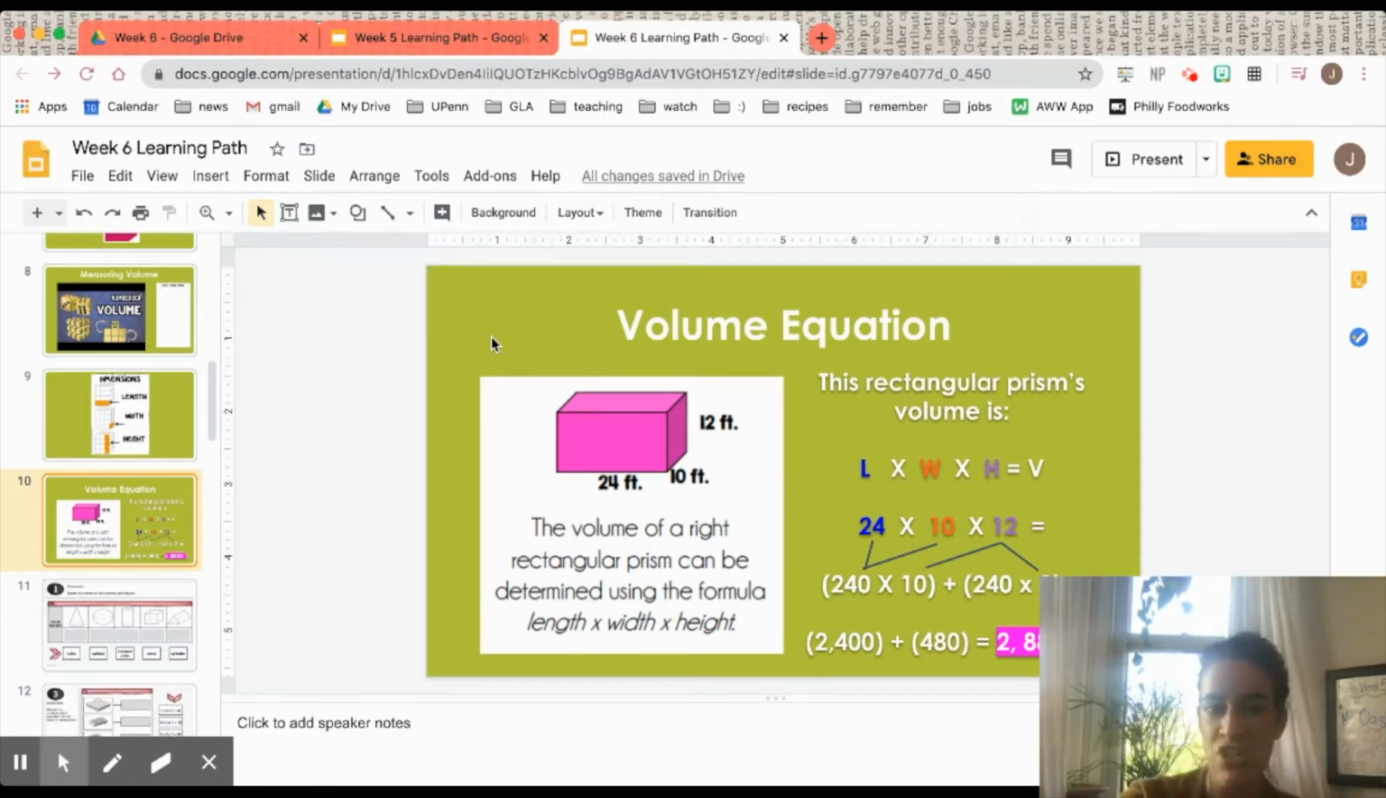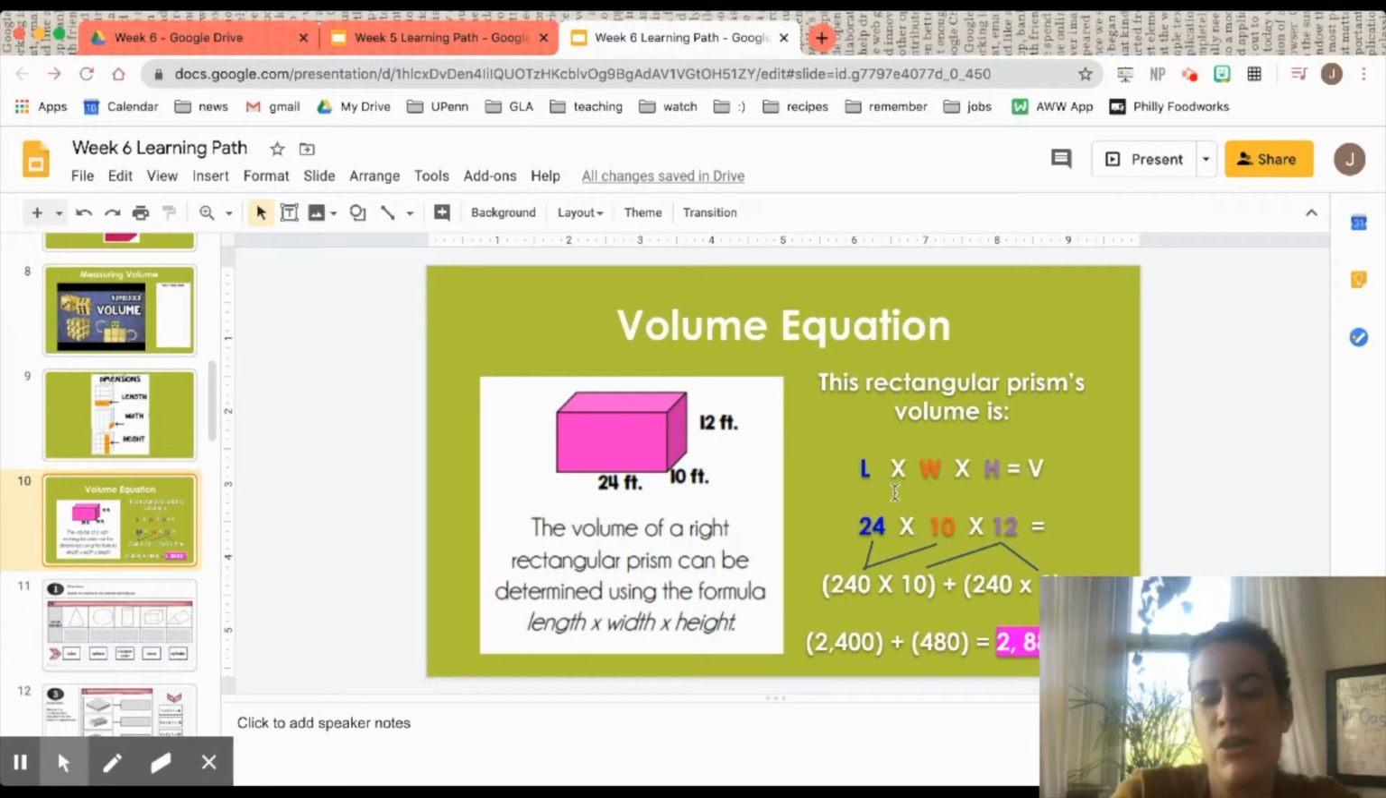The volume equation is very similar to the area equation because you're going to multiply the length. This pink rectangle has a length of 24 feet, a width of 10 feet. So you're going to multiply 24 times 10, but then you also have to multiply it by the height. So you're doing length times width times height. So you can see that I figured out the length, 24, width, 10, and height, 12, of this rectangular prism by multiplying it all together.